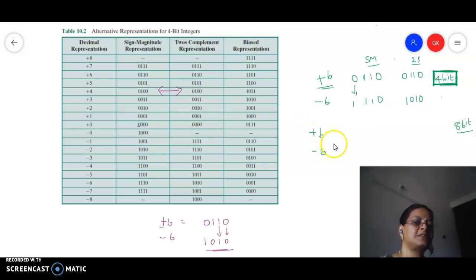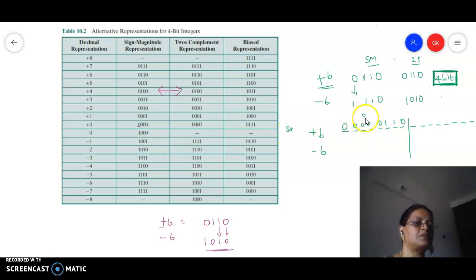For plus 6 and minus 6, we have 8 positions: 1, 2, 3, 4, 5, 6, 7, 8. This is for sign magnitude, and again we will have the same pattern for 2's complement, also 8 bits. So for sign magnitude representation, you will just copy the number like this: 0, 1, 1, 0. Because it is positive, the first bit will be 0, and all the remaining unused extended bits will always be filled up with 0. So this is the method followed in sign magnitude.